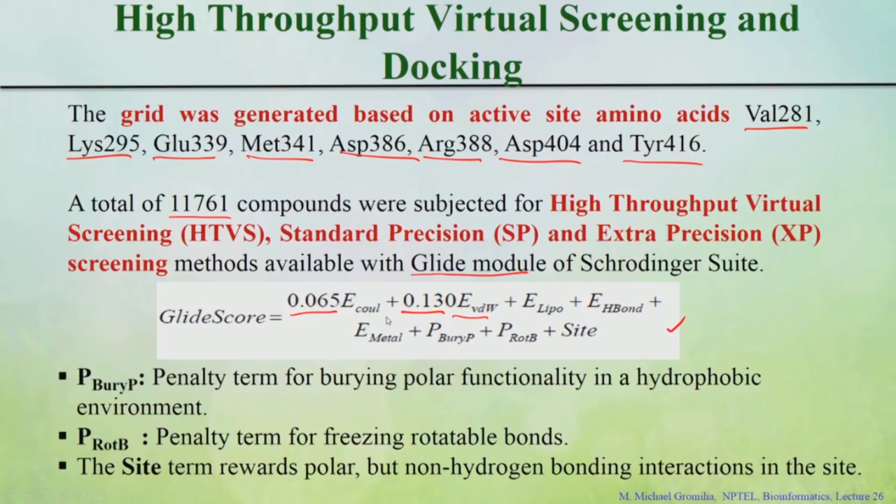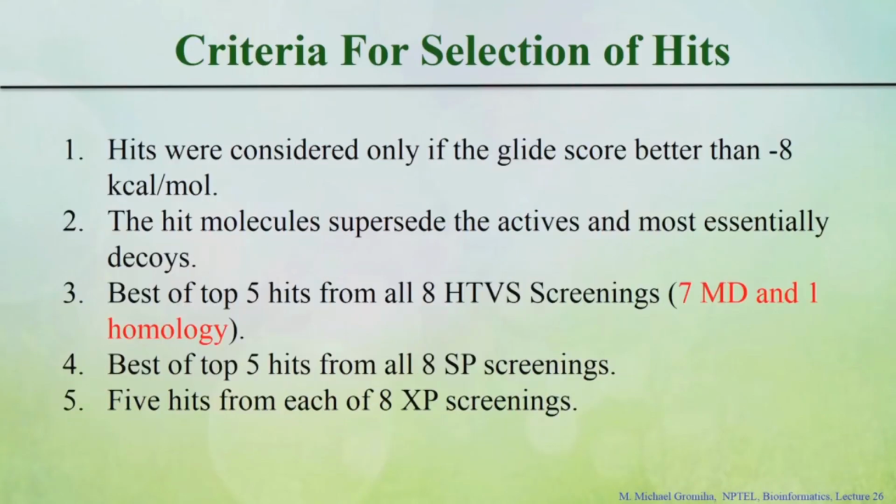Fine. So, now how do we get the hits? We can use the Glide score with different types of screening. You can use high throughput screening, standard precision and extra precision. In each case you get some data and you can rank all of it. So, you can see the top 5 hits from all the screening methods, that is 7 MD structures and 1 homology model structure. So, 8 methods, and from each screening you get 5 hits.